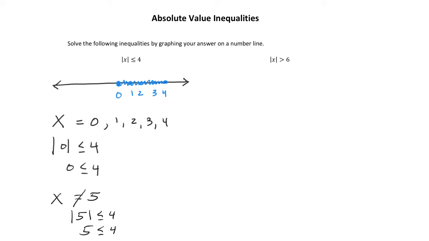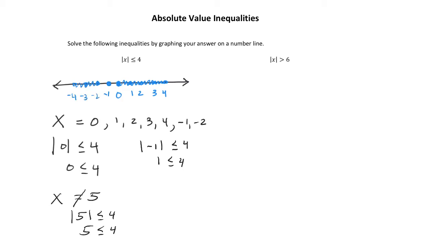There are more values that work. We could try negative ones. So how about adding to the list? Maybe -1, -2. The absolute value of -1, is that less than or equal to 4? Well, sure, because 1 is less than or equal to 4, so we can include -1. Same thing holds true for -2 and -3, all the way up till you get to -4. So -1, -2, -3, -4, these are all okay.